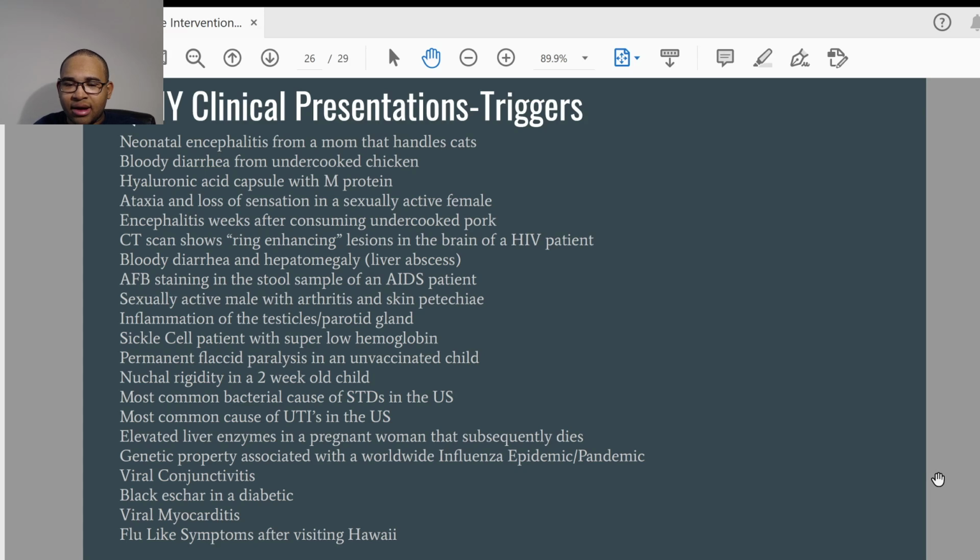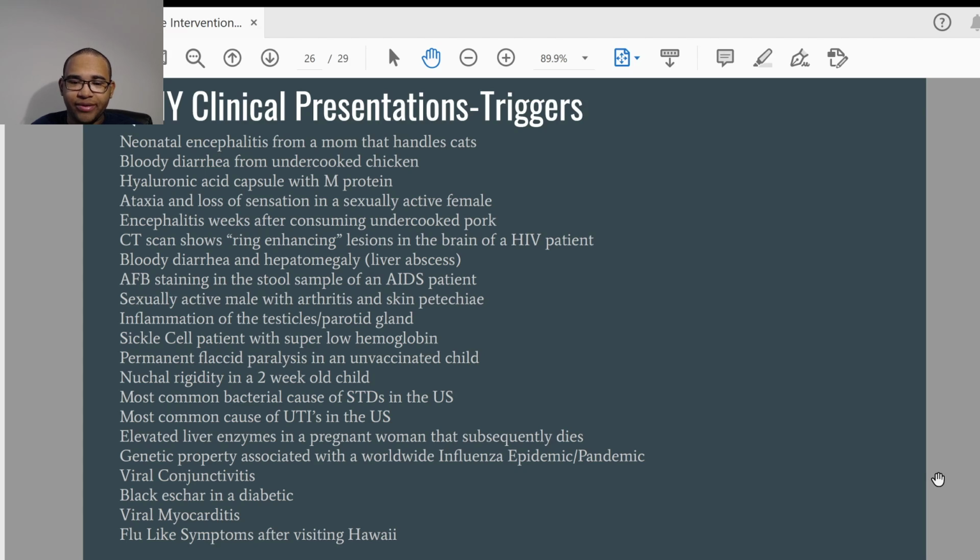And then permanent flaccid paralysis in an unvaccinated child, maybe from California or some West Coast state. Sorry, it's just again a classic presentation. Think about polio. And then nuchal rigidity in a 2-week-old child. That would be group B strep, right? Remember, group B strep or strep agalactiae is the most common cause of any notable infection in the first 20 days of life.